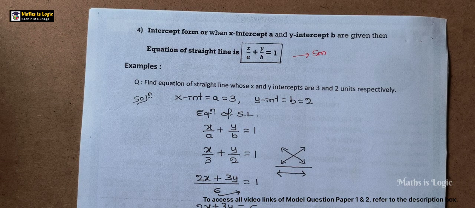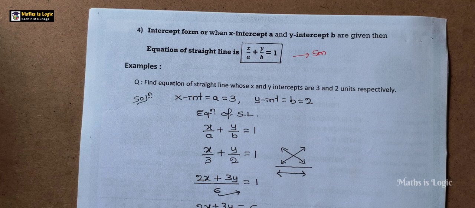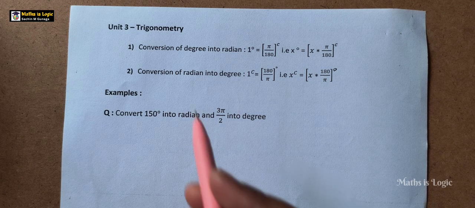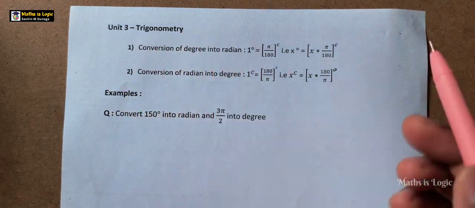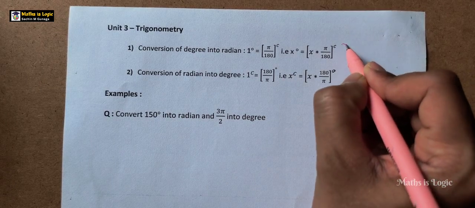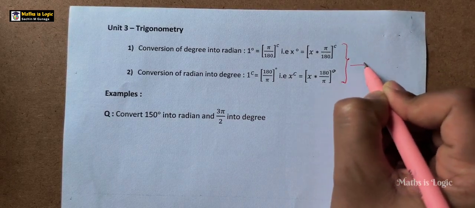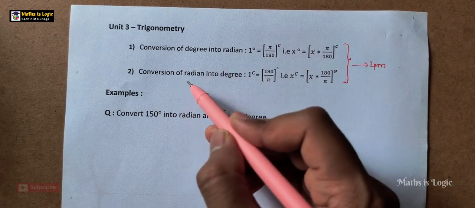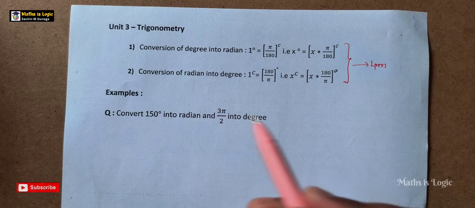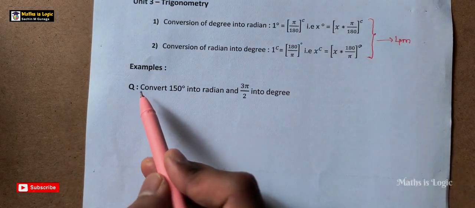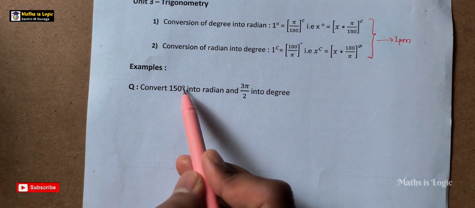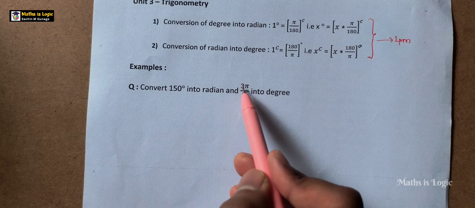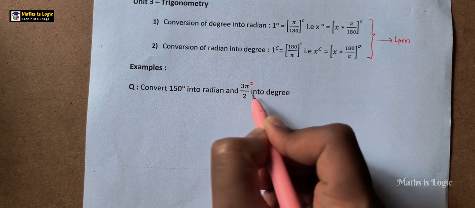So these are the sure questions. Definitely they will give in the annual examination from the second unit, that is straight line. Next, unit 3, trigonometry. From unit 3, this question surely comes for 4 marks: conversion of degree to radian and radian to degree. This is how they will ask. Convert 150 degree into radian and 3 pi by 2 radian into degree.